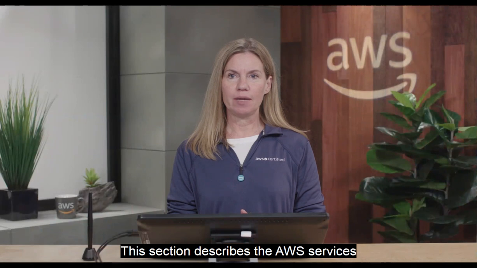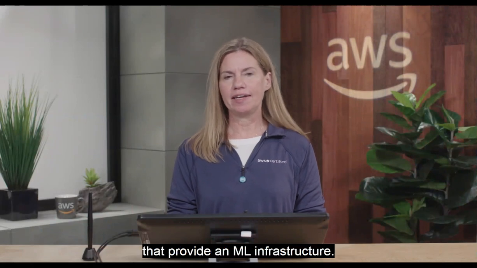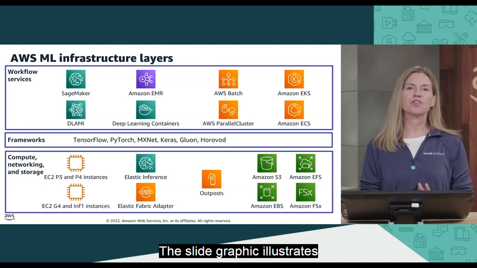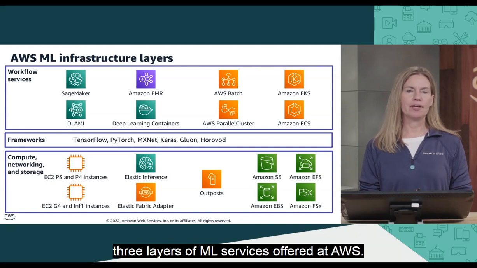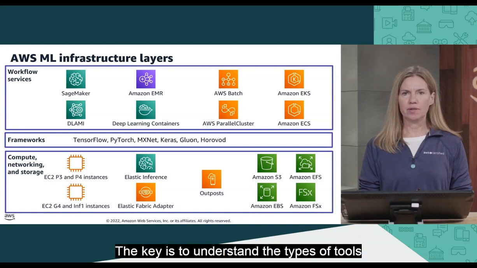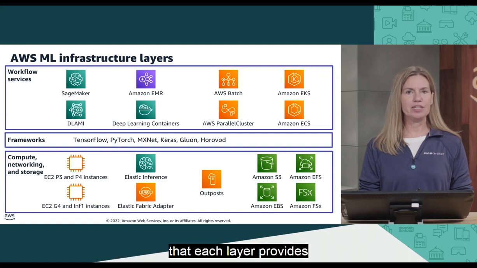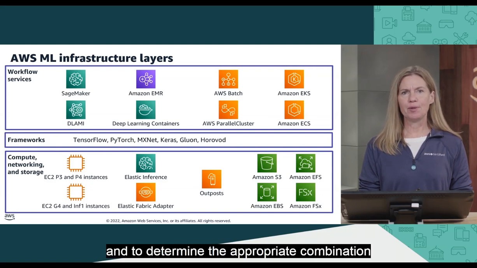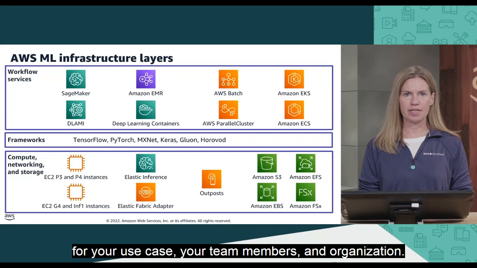This section describes the AWS services that provide an ML infrastructure. The slide graphic illustrates 3 layers of ML services offered at AWS. The key is to understand the types of tools that each layer provides and to determine the appropriate combination for your use case, your team members, and organization.